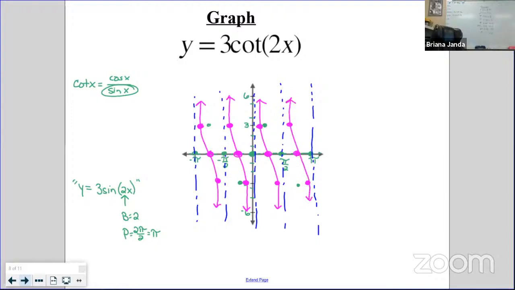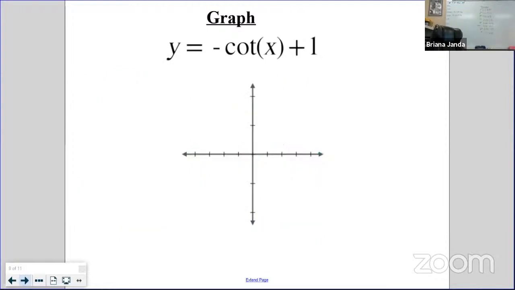Okay, questions? And again, because of our labeling here, it has taken care of our amplitude of 3 in that picture by showing our dot that is 3 above and below our midlines. We have one more to go through, and that's one with a vertical shift on it. We have not seen a vertical shift. So negative cotangent of x plus 1. Also looking at an ROX of a cotangent curve.